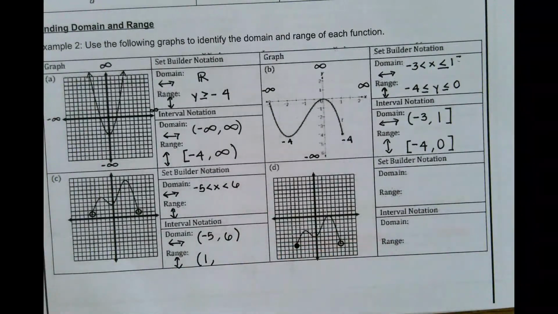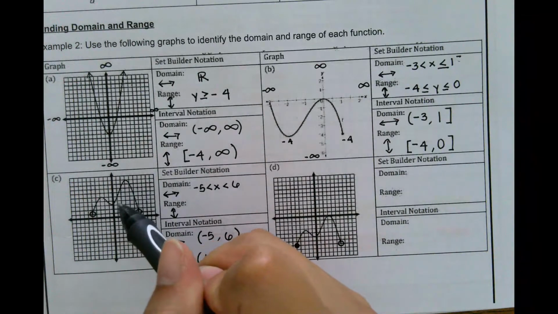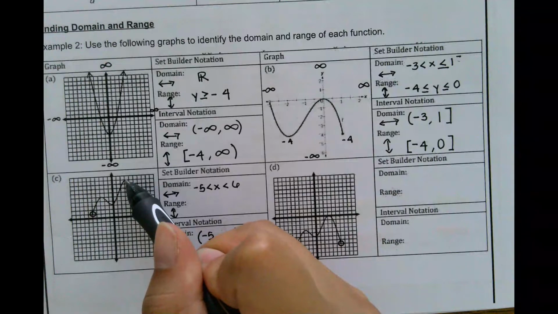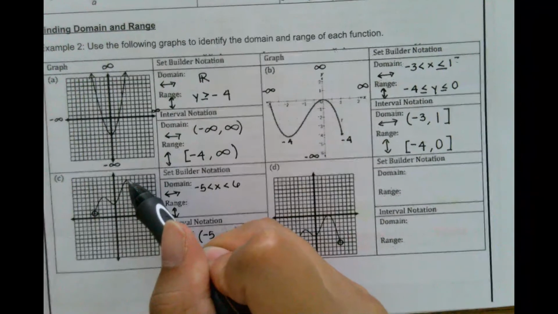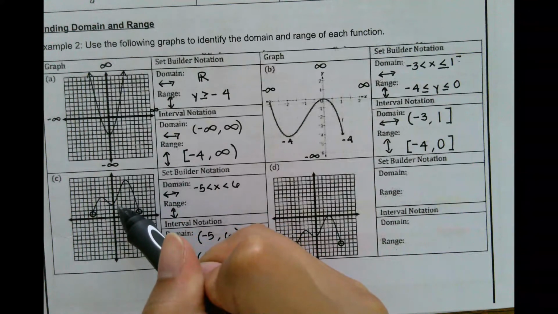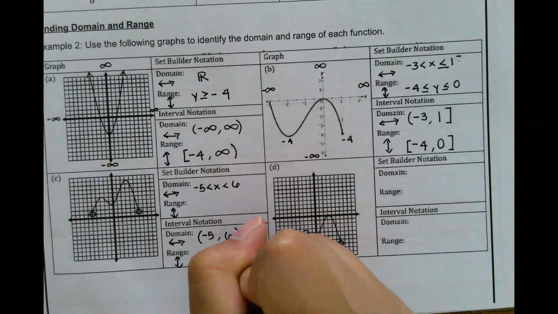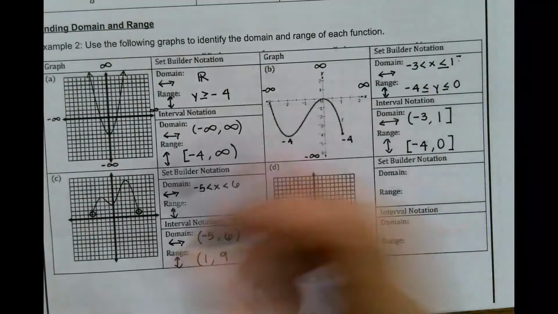Now if I walk up on my graph, I walk up, walk up, the highest I can walk is up to this point here, and the y value is 9. Okay, and then it is included, so it's a bracket.